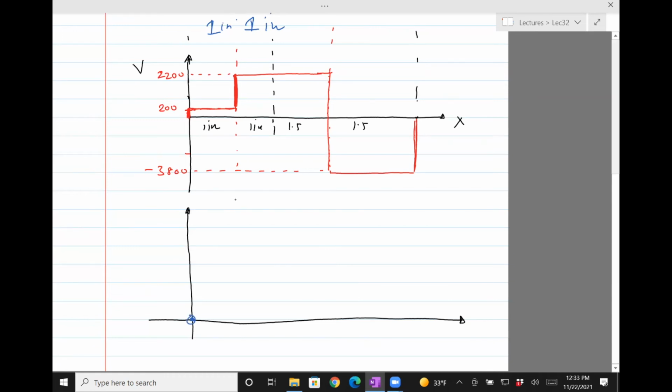And now to find the moment at the next point, all I need to do is find the area under this curve. So that is going to be 200 times 1. That's the area of a rectangle. So 200. Then I need to find this area, which is again the height times the base. So that's 2,200. Then this area, which is 3,300, just 2,200 times 1.5. And then here it's going to be 3,800 times 1.5 with a negative sign. So it's going to be minus 5,700.